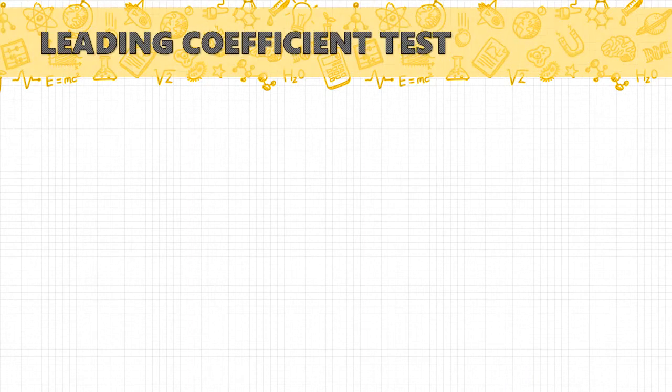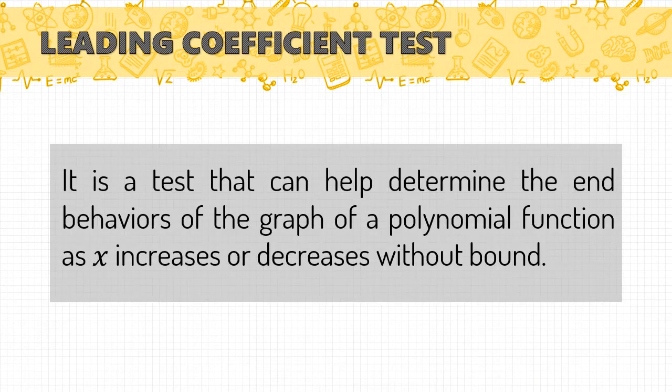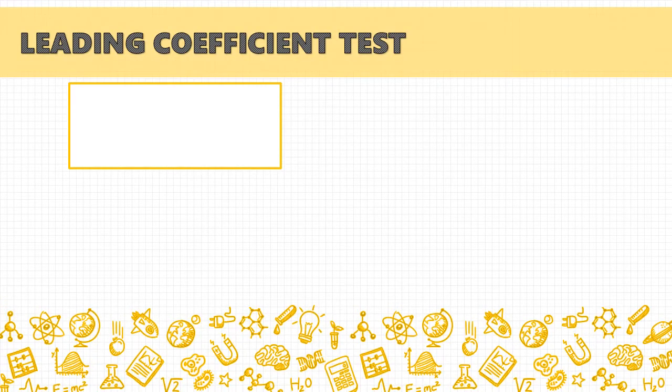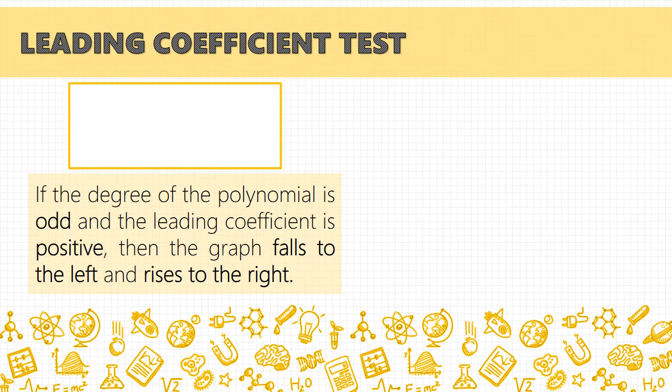Third key concept is the leading coefficient test. It is a test that can help determine the end behaviors of the graph of a polynomial function as x increases or decreases without bound. We can categorize the end behavior of the graph into 4 types. The first one is if the degree of the polynomial is odd and the leading coefficient is positive, then the graph falls to the left and rises to the right.